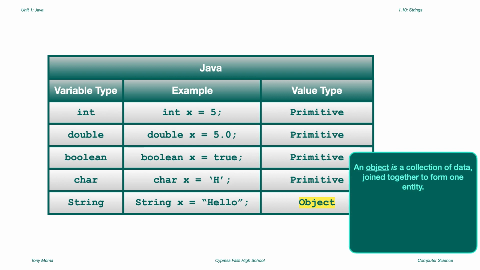An object is a collection of data joined together to form one entity. So while primitives are a single piece of data, an object is a collection of data. A string isn't just a single character, it's a collection of characters. Primitive values are the building blocks of objects. They are what objects are made up of. And the way you know you're dealing with an object in Java is if the object type begins with an uppercase letter. The majority of variable types that you're going to use in Java are going to be object types.